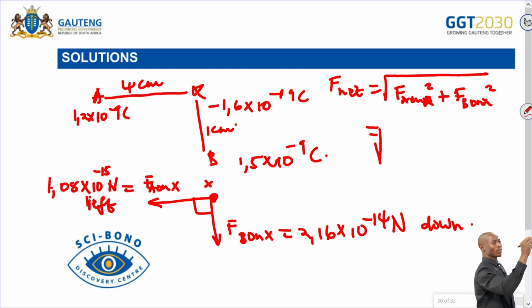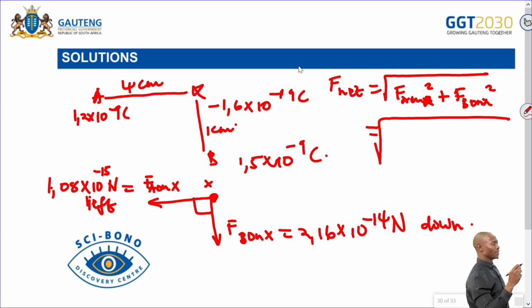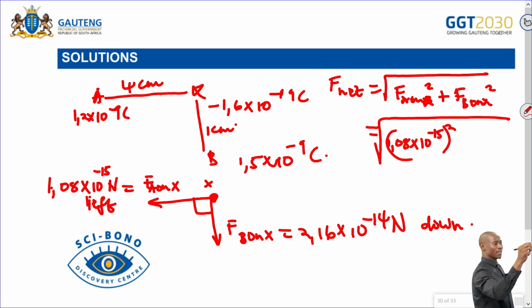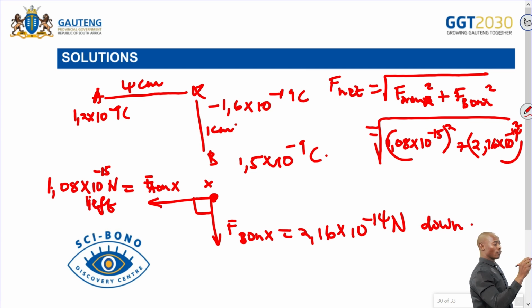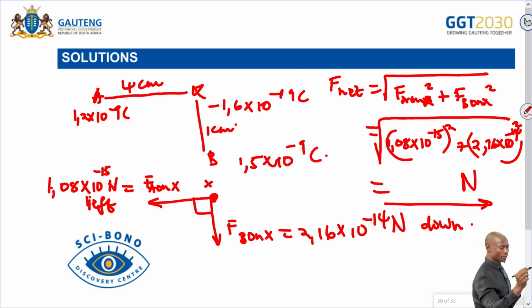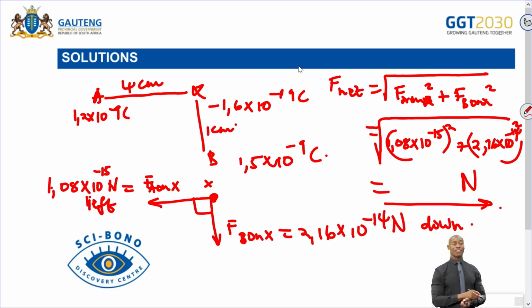What is the magnitude of F A on X? F A on X is 1.08 times 10 to the power negative 15, squared, right? Plus 2.16 times 10 to the power negative 14, all squared, right? You'll find your answer in newtons. That will be the magnitude of the electrostatic force if they are acting in two dimension, or at right angles, or if the forces are perpendicular to each other.